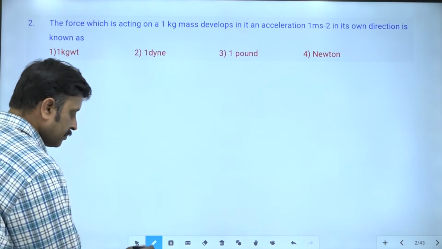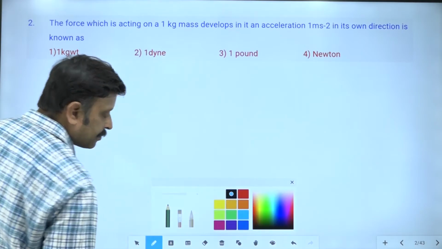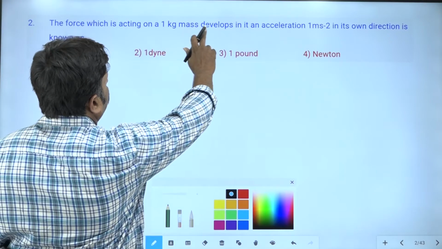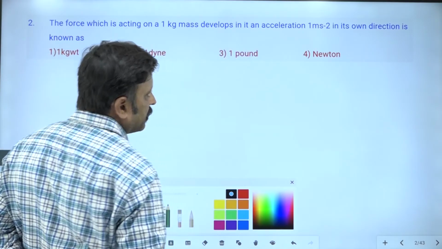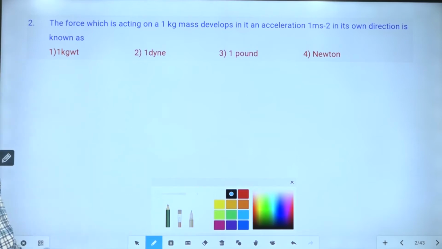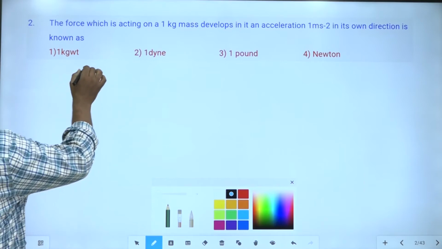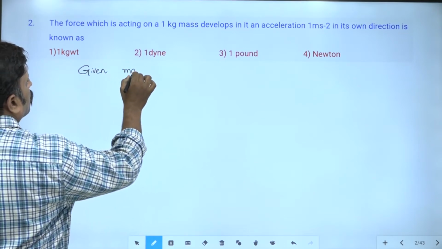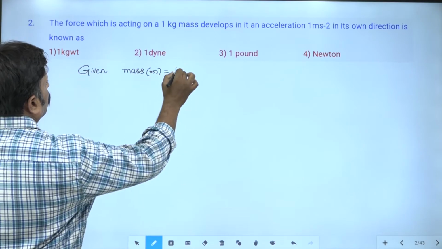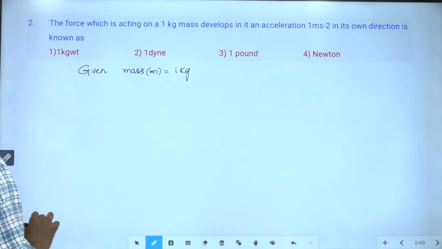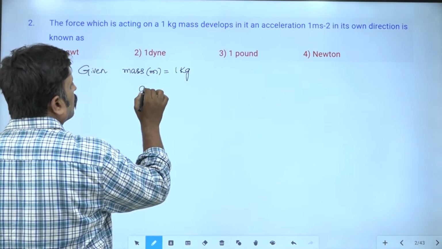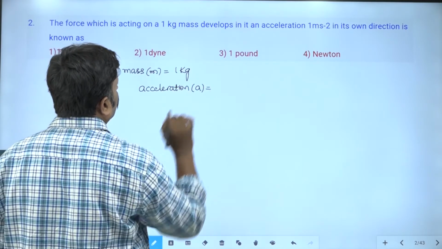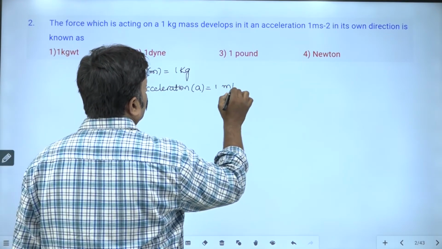Let us move to question number 2. The force which is acting on a 1 kg mass develops in it an acceleration of 1 meter per second square in its own direction, given by... Given: mass of the body 1 kg, acceleration, how much is it? 1 meter per second square.